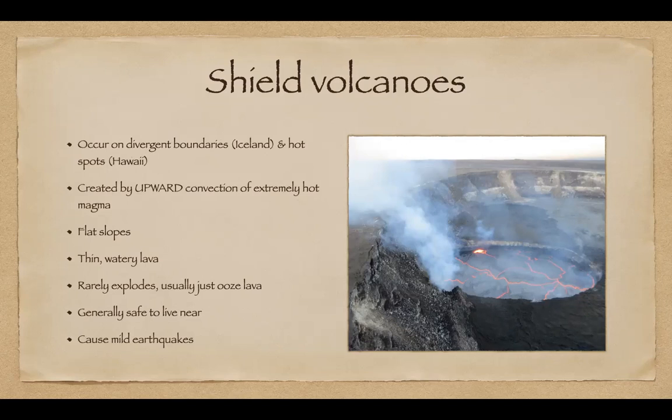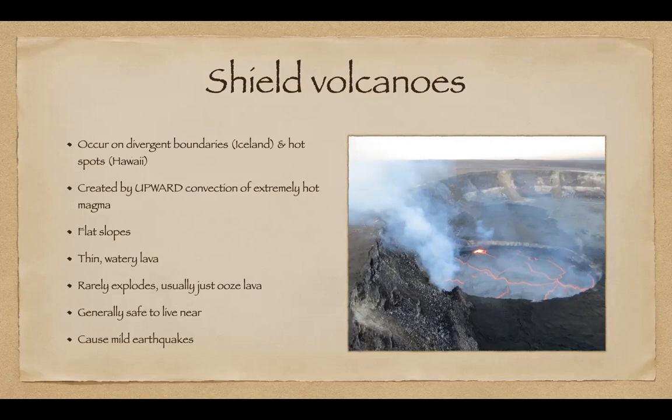Now, because it is very hot, it doesn't stick to anything. It flows like water. And so what you get is you get very flat slopes on a shield volcano. By the way, that's how it got its name, was how flat it is. From the air, it looks like a warrior's shield. But the lava is very thin and watery.